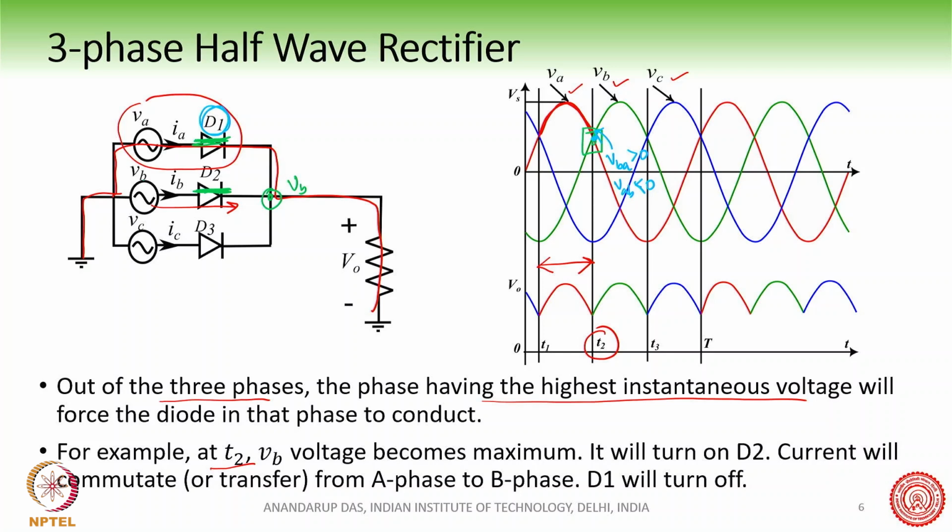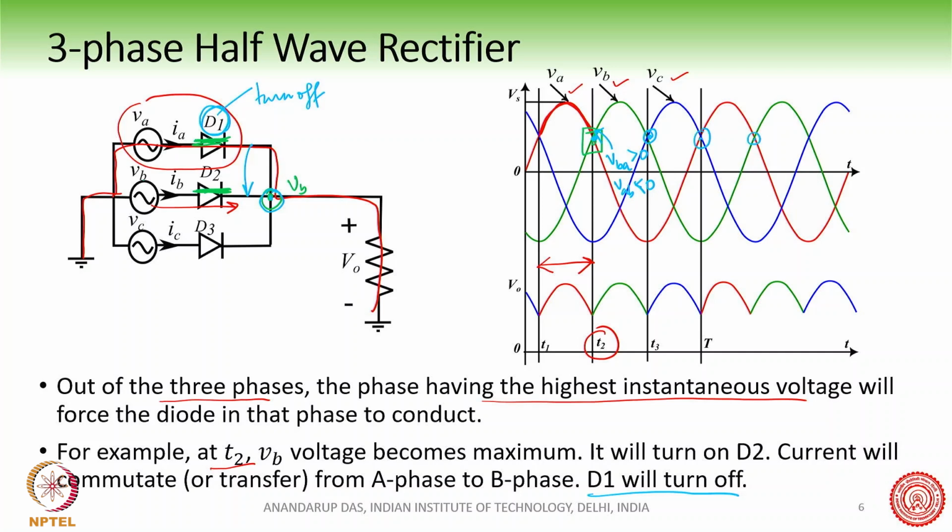Momentarily, if you assume at the transition both the diodes are conducting, then this point's voltage will become VB, and then it will immediately turn off D1. The current which was earlier flowing through D1 will now shift to D2, and this is the natural commutation of the current from A phase to B phase. That is how D1 will turn off. So this is how the commutation will happen. It will also happen in this interval, like this.